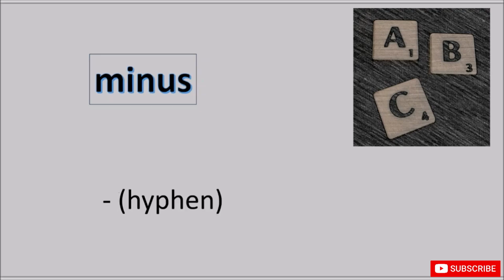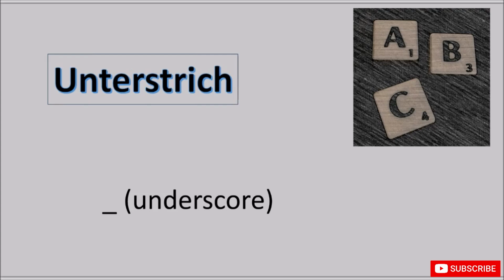Punkt is the dot. So .de would be .de or .uk. Minus. Now the hyphen in an email address is not Bindestrich, it's minus because it's like the minus sign. If you have an underscore in your email address, then you need to say Unterstrich.